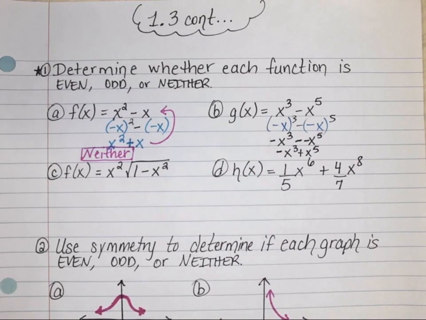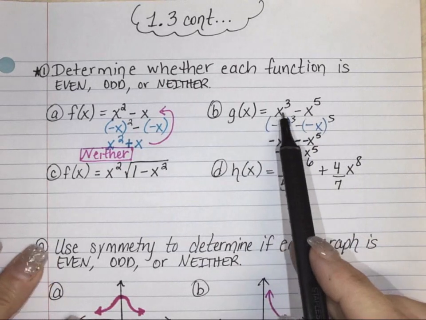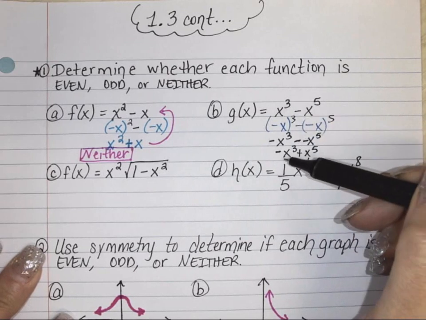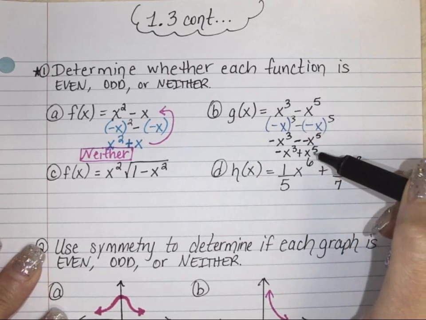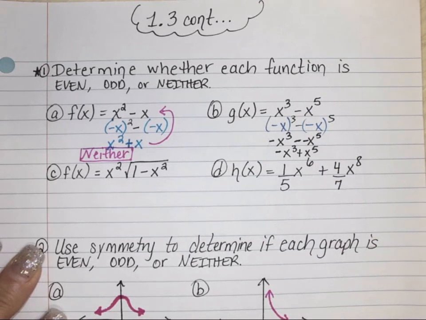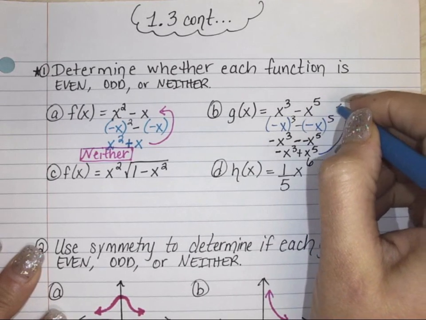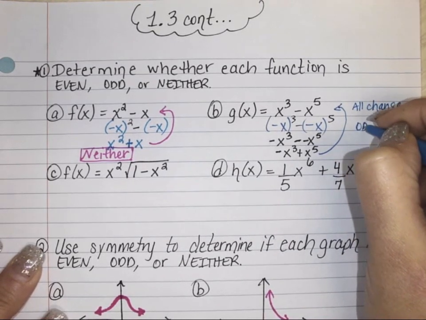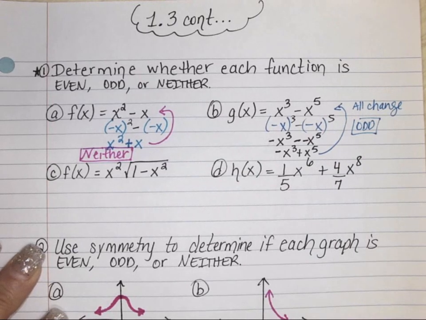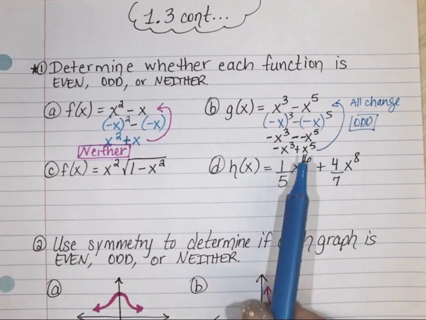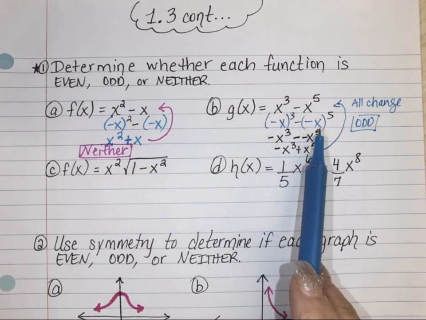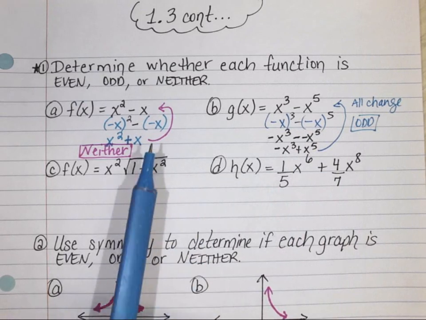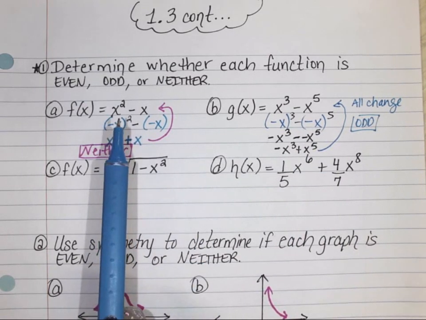So compare that to your original. The x cubed did change to a negative, and this minus x to the fifth became a positive. So when we compare, it all changed, so it's an odd function. You can actually check these in Desmos just to see it graphically if you wanted to. This graph, you would see that it has origin symmetry. So its parts would be in diagonal quadrants. This would definitely not be symmetric with the y-axis.